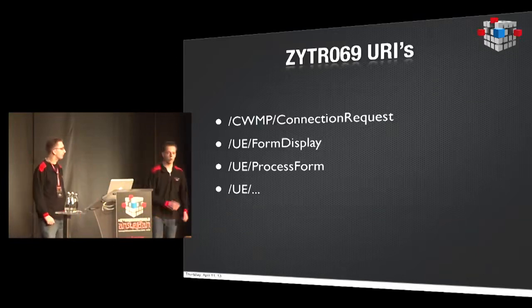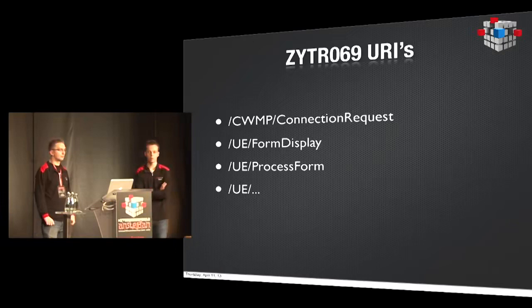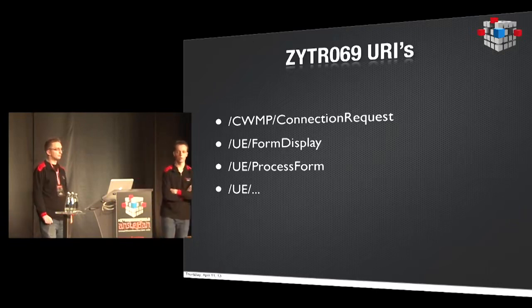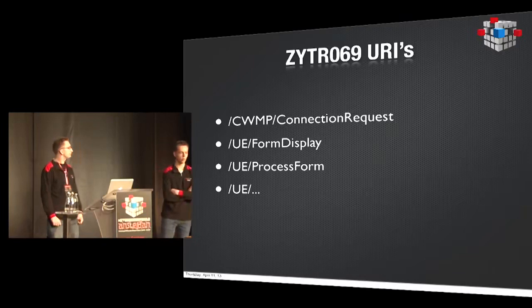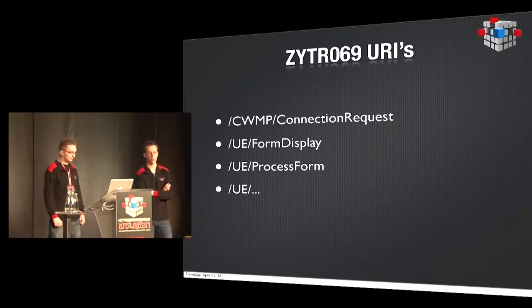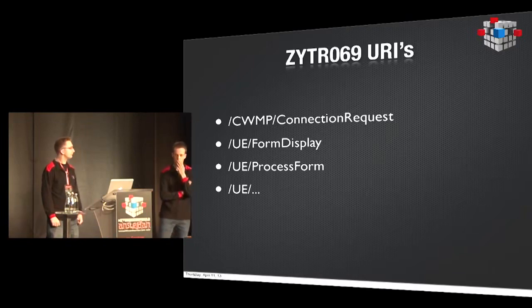Okay, let's talk about the URLs this daemon is using. We use the string utility to get these URIs out of the binary. The first one, the top one, is /cwmp/connection request. That's the URI that's used by the ACS to initiate a request to set up a session. And then you have a few other URIs, and they all start with /UE.